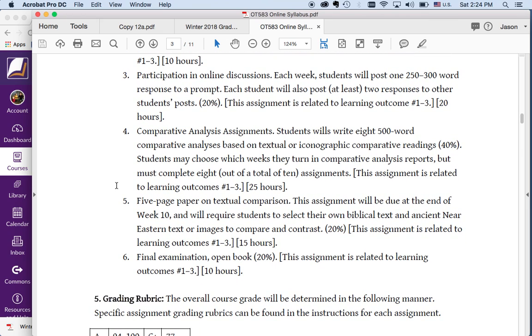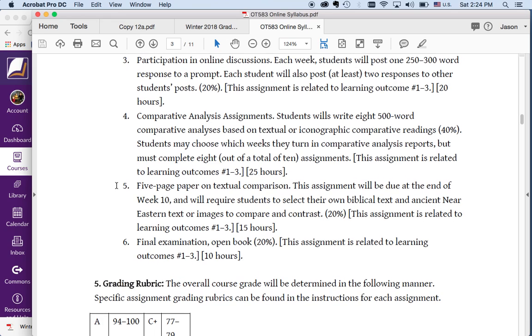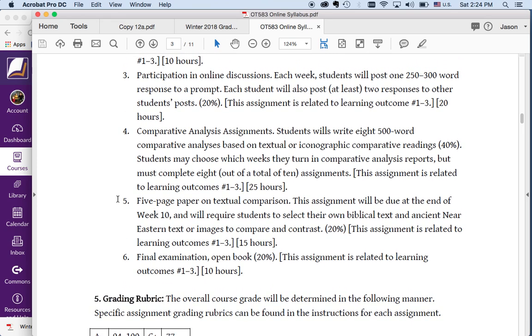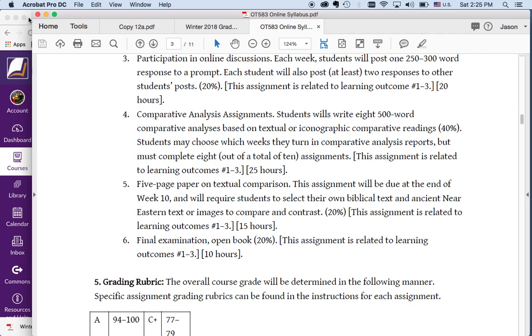Each week you will post a 250 to 300 word response to a prompt, and then you'll post at least 2 responses to other students' posts. This is going to be 20% of your overall grade. And throughout the course, I do expect that you take time to write very good posts. Your initial posts, you should consider academic assignments, so they should be well articulated, well organized, and well written. And I'll talk about these here.